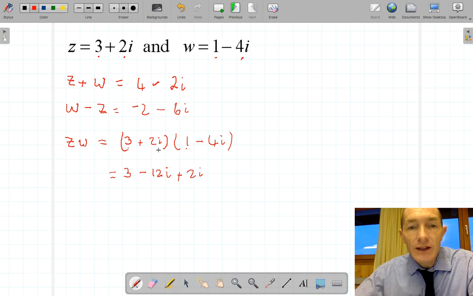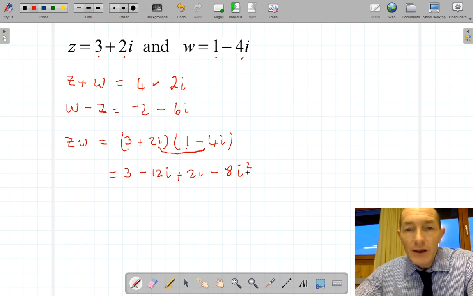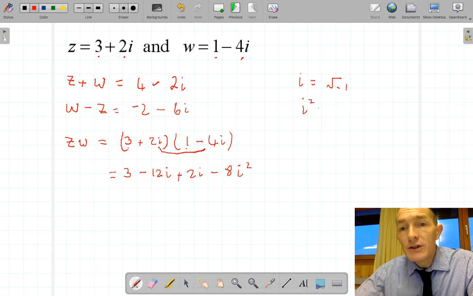Now, the interesting thing happens when I multiply these two things together. Because 2 times negative 4 is going to give me negative 8. And I've got i times i, which is i squared. So everything here is fine. That's okay. But look at this i squared. Now i is the square root of negative 1. So i squared would be just like taking away this square root sign, so it becomes negative 1. So i squared is negative 1.